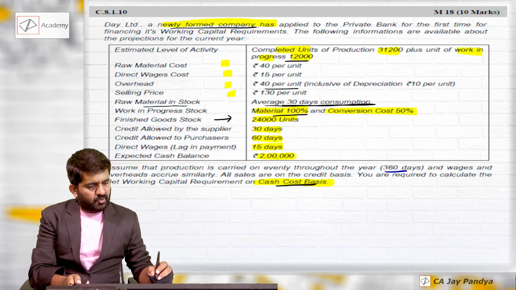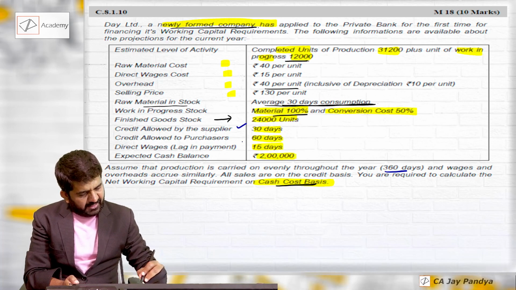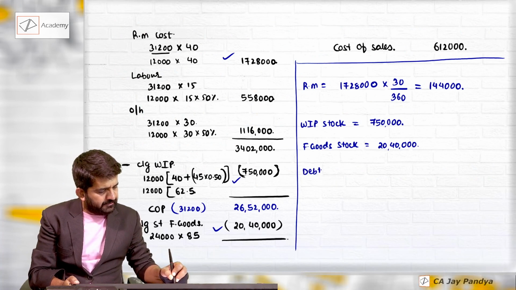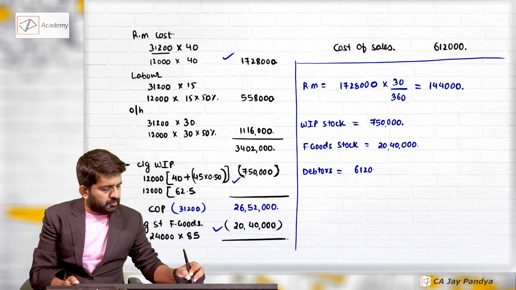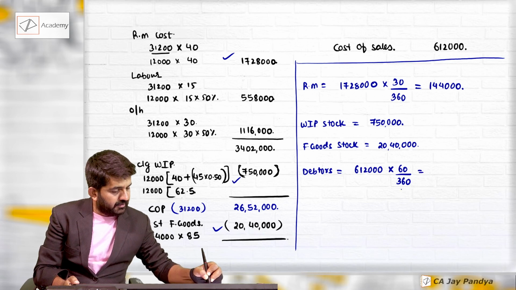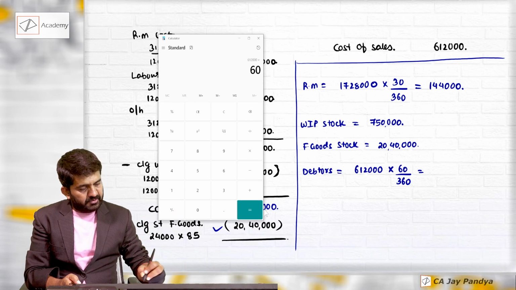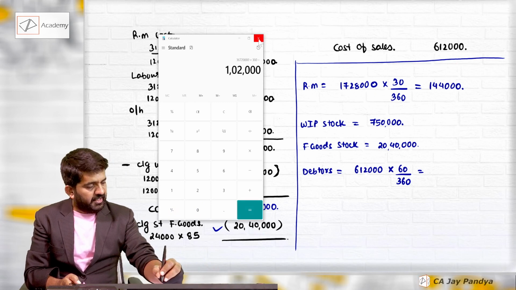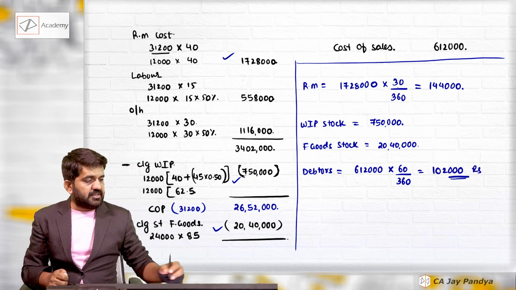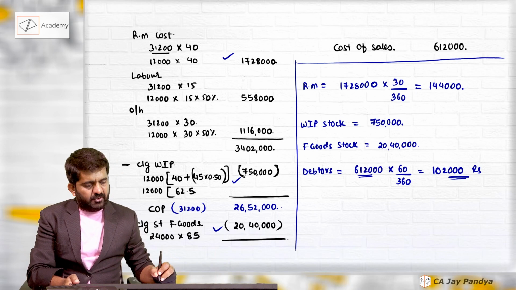Debtors we will find out from cost of sales, using credit allowed by the supplier and credit allowed to the purchaser. Purchaser is 60 days, so debtors 60 days. Debtors will be cost of sales, which is 6,12,000 into 60 divided by 360, which is 1,02,000. It would be very difficult to find out this answer had we not found out cost of sales, because here we are taking the base of cost of sales. 1,02,000 will be the debtors amount.